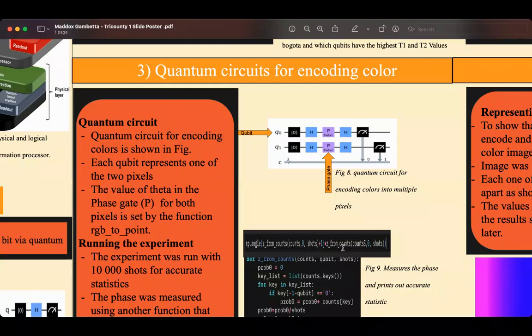In this step, a quantum circuit for encoding colors was created. This is shown in figure 8. Each qubit represents one of the 2 pixels, and the value theta in the phase gate for both pixels is set by a function RGB_under_2_point.